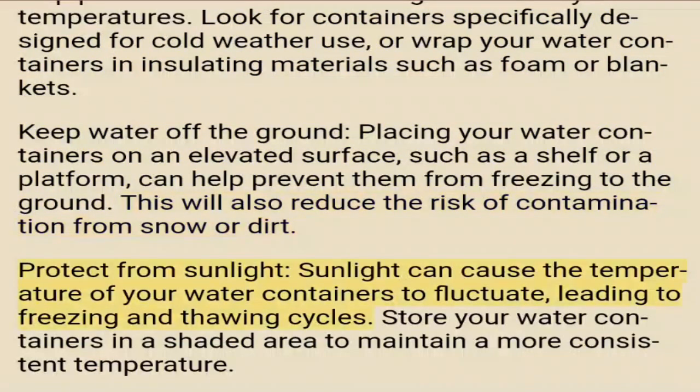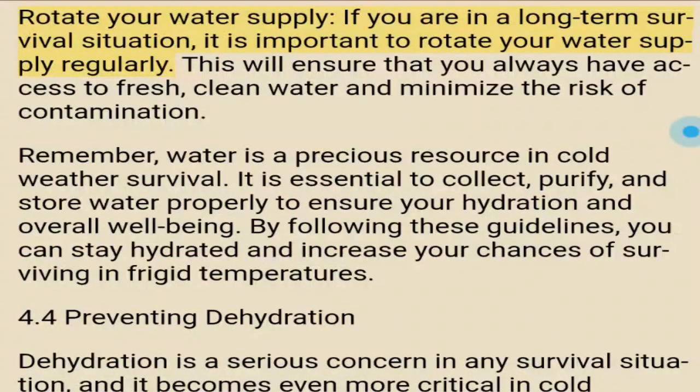Protect from sunlight. Sunlight can cause the temperature of your water containers to fluctuate, leading to freezing and thawing cycles. Store your water containers in a shaded area to maintain a more consistent temperature. Rotate your water supply. If you are in a long-term survival situation, it is important to rotate your water supply regularly. This will ensure that you always have access to fresh, clean water and minimize the risk of contamination.